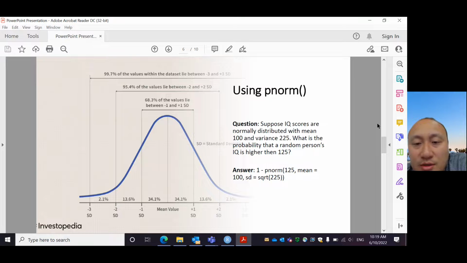So this is a typical question of a normal distribution. We are given the distribution's information, the shape and parameters, that is the mean and the variance, and we are after a probability associated with a specific value of this random variable. In this case, the probability of this random variable being higher than 125. In R, the pnorm function for normal distributions will return the cumulative probability of a normal distribution's value. Cumulative probability means the probability of this random variable's value being equal to or less than a specific value.